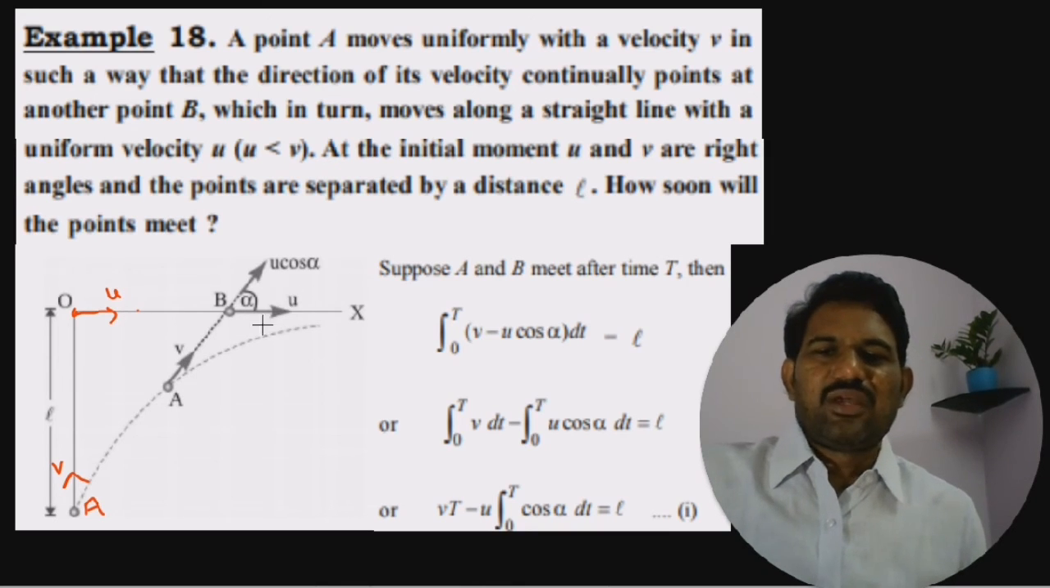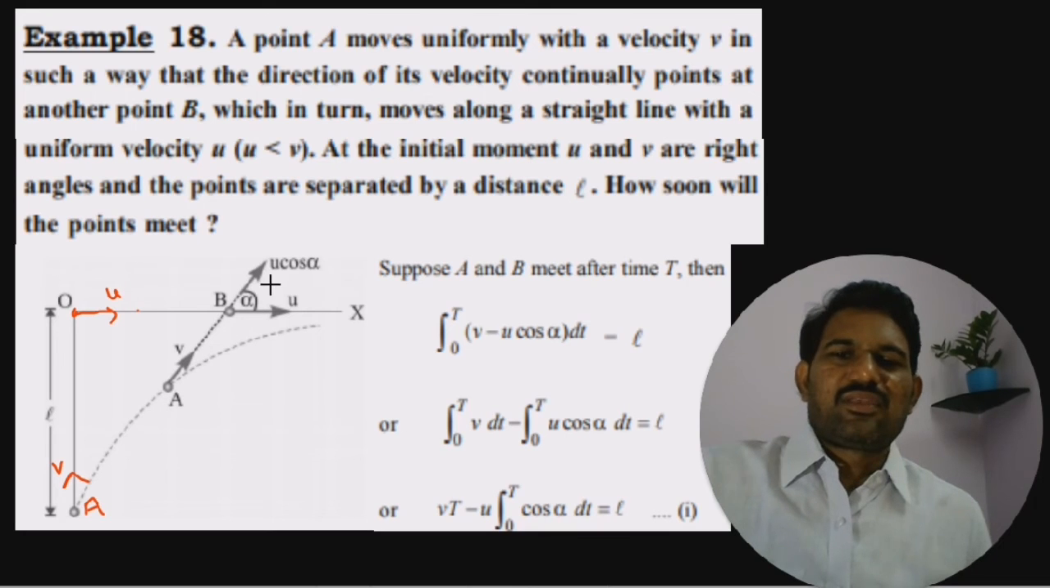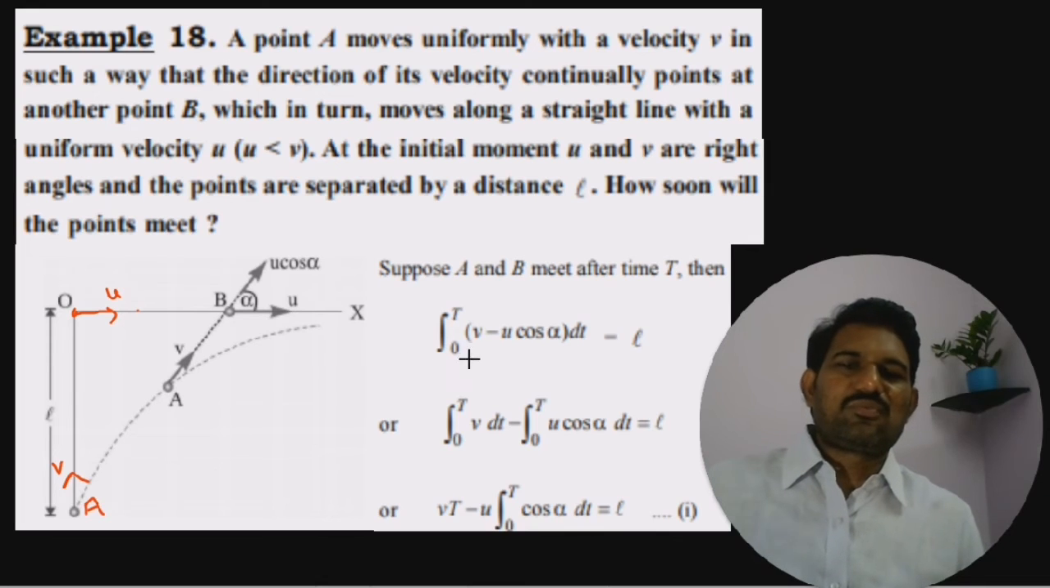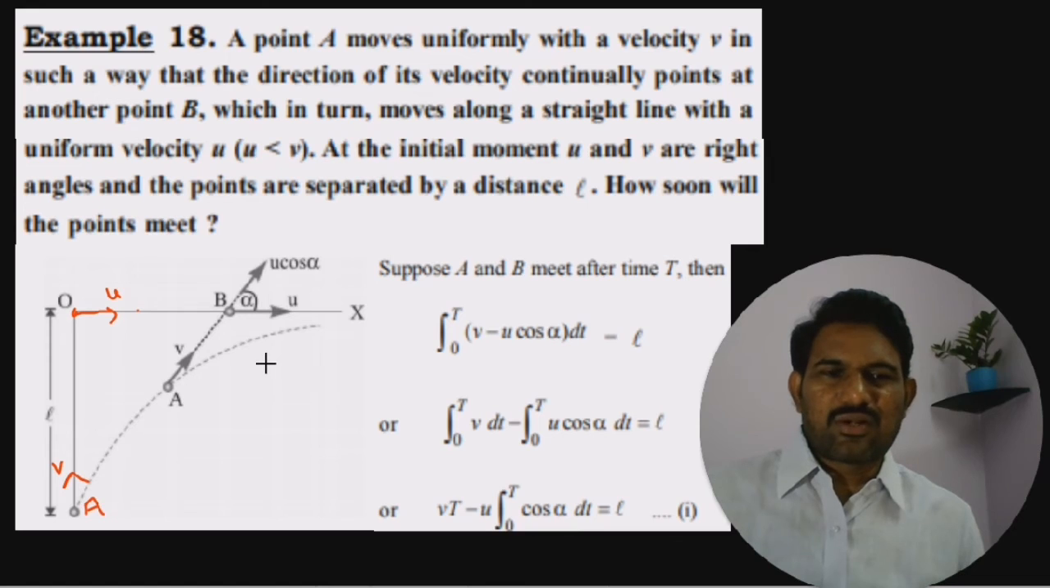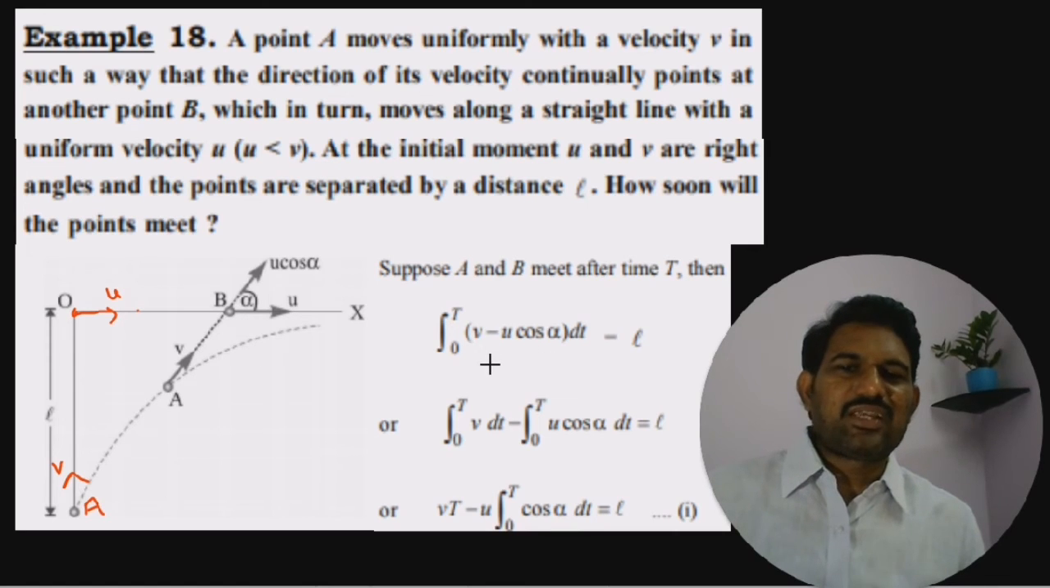Now let us write the distance between these two particles, that is, the distance traveled along the line joining those two particles in the time t. You can integrate because this value is variable here. You can't simply write velocity into time, because this angle alpha is variable. So we integrate to find the distance traveled.